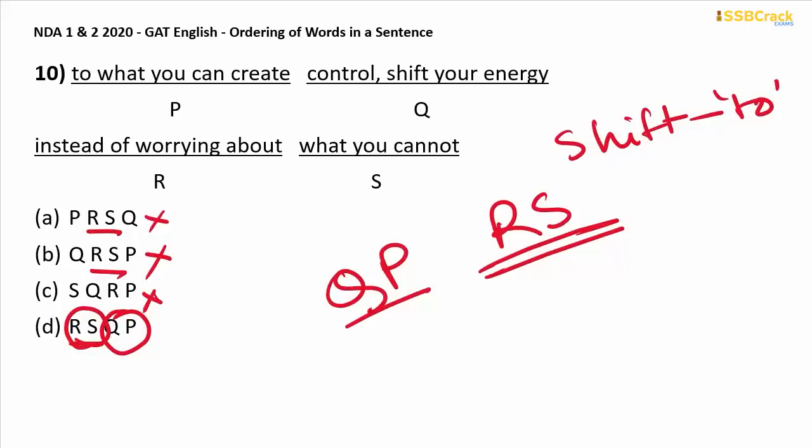RSQP: instead of worrying about what you cannot control, shift your energy to what you can create. Actually, the whole sentence will read something like this: instead of worrying about what you cannot control, comma, shift your energy to what you can create. So you should not worry about something which you cannot control, but you should worry about something which you can create. So this is a very complete sentence, and here it is. Your answer is option D.